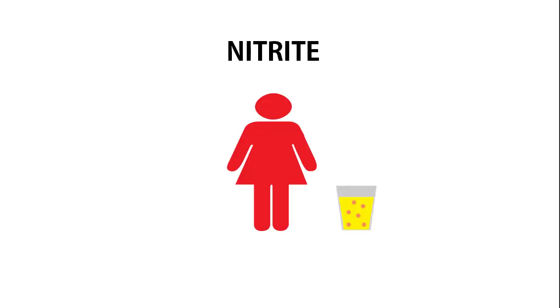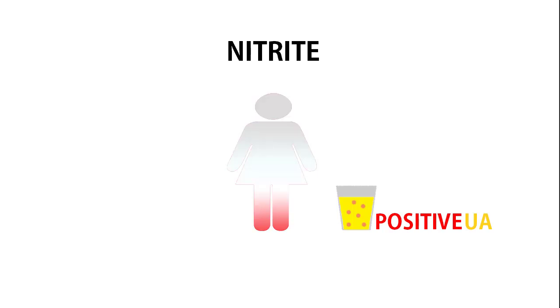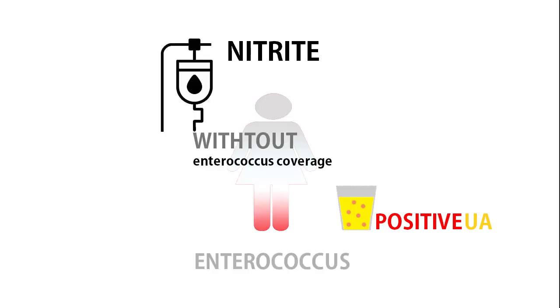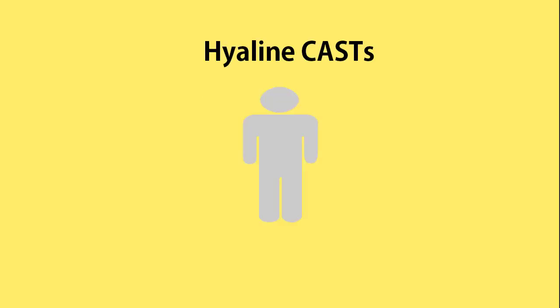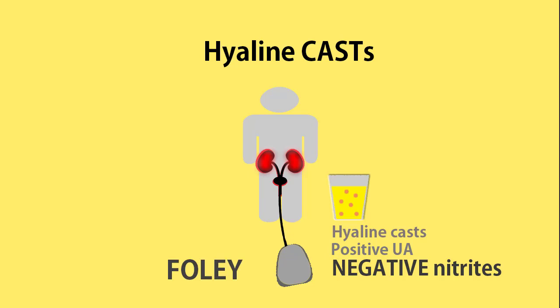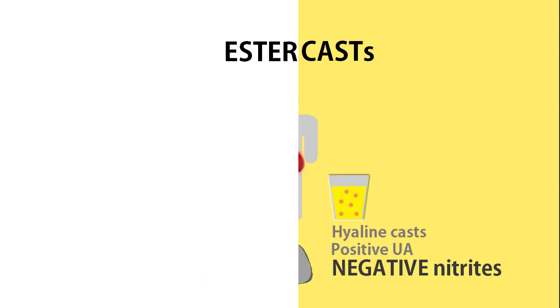If you have a septic patient with a positive UA who has improved without Enterococcus coverage, you likely do not need to target Enterococcus, especially if they are immunocompetent. Hyaline cast on a UA is indicative of upper kidney breakdown and, correlated with a positive UA, has a high sensitivity for pyelonephritis. If they have cast on the UA with negative nitrites in someone with a chronic Foley or acute short-term Foley, you need to cover Enterococcus.